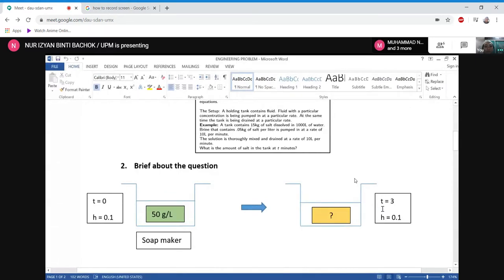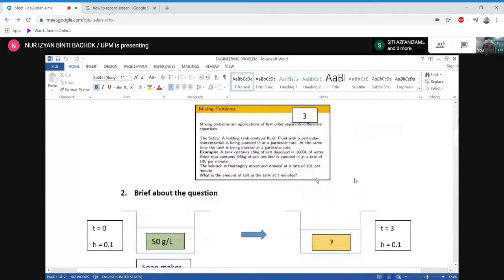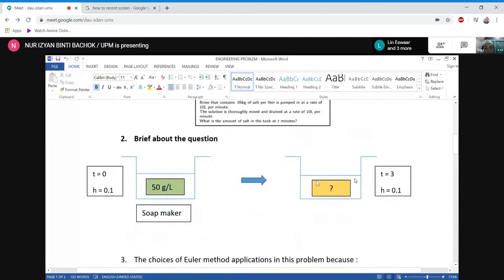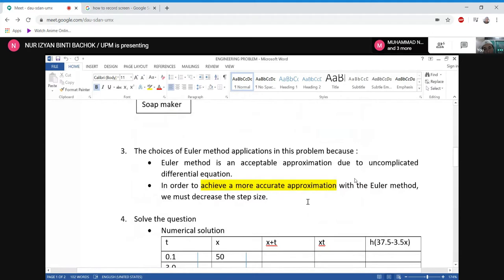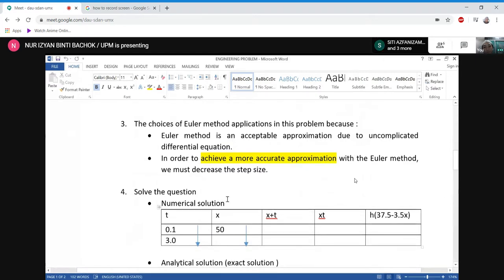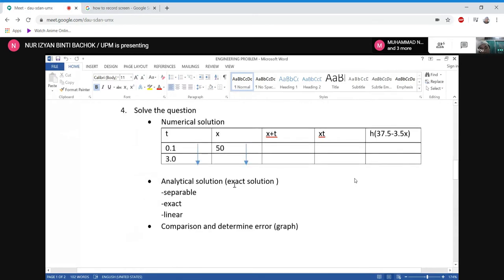For this question, they ask us to use Euler's method with a step size of 1.5. But we discussed before that we want to change the step size to 0.1, right? Because we want to achieve more accurate approximations. The next step is the same as Sharif told us before: we need to find the numerical solution by filling up all the tables in Excel and find the final value for the concentration, and then we find the analytical solution by using one of these three types of methods, and then we compare the values and determine the errors by using the graph. So I think that's all for me.